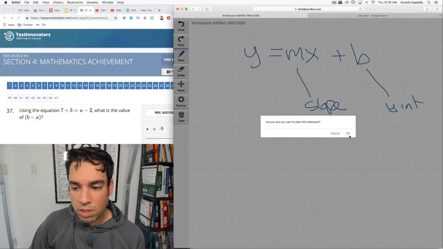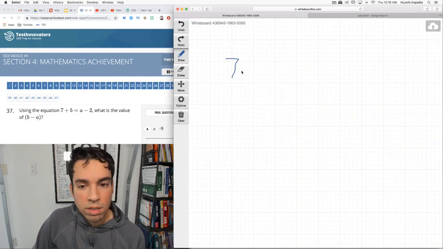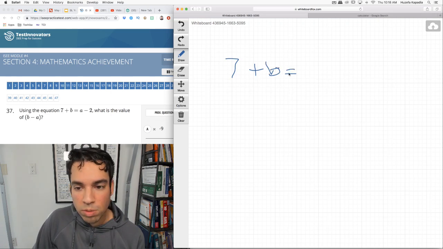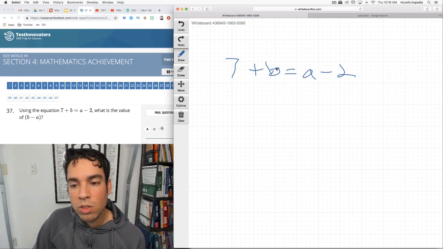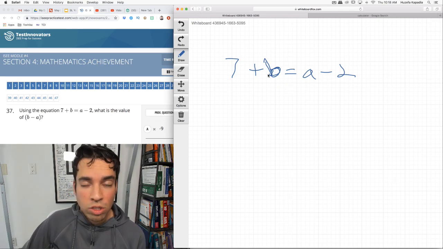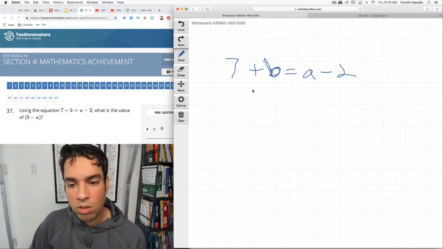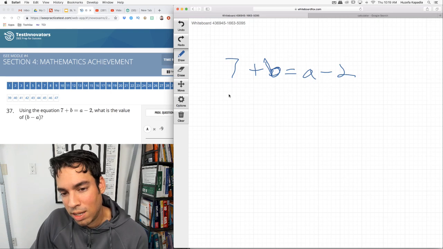Okay, 11 questions left. Using the equation 7 plus b equals a minus 2, what is the value of b minus a? This is a hard variable isolation problem. But if you just remember, I can't solve for b and a. So get that out of your mind. One equation, 2 variables. You cannot solve for the 2 variables. What we can do is maybe isolate b and a, and let's see what happens.